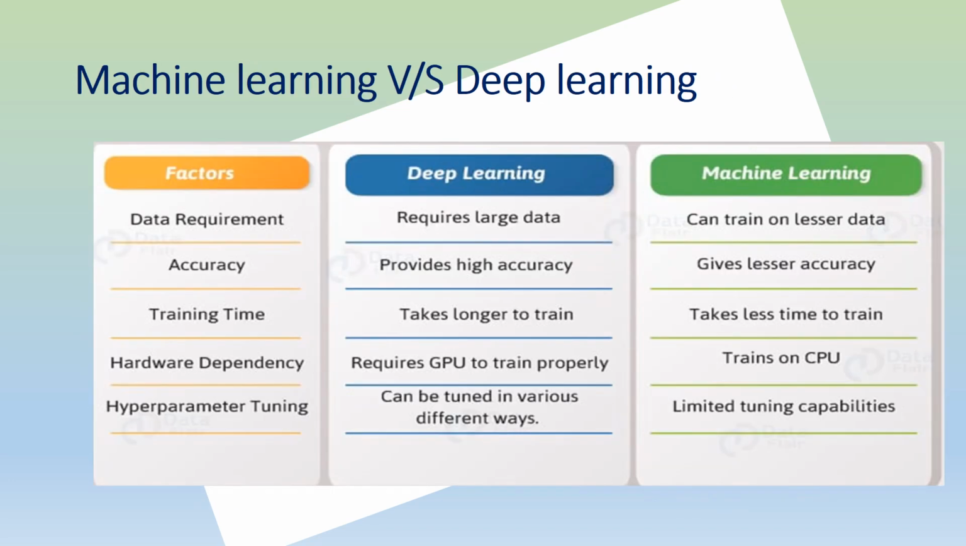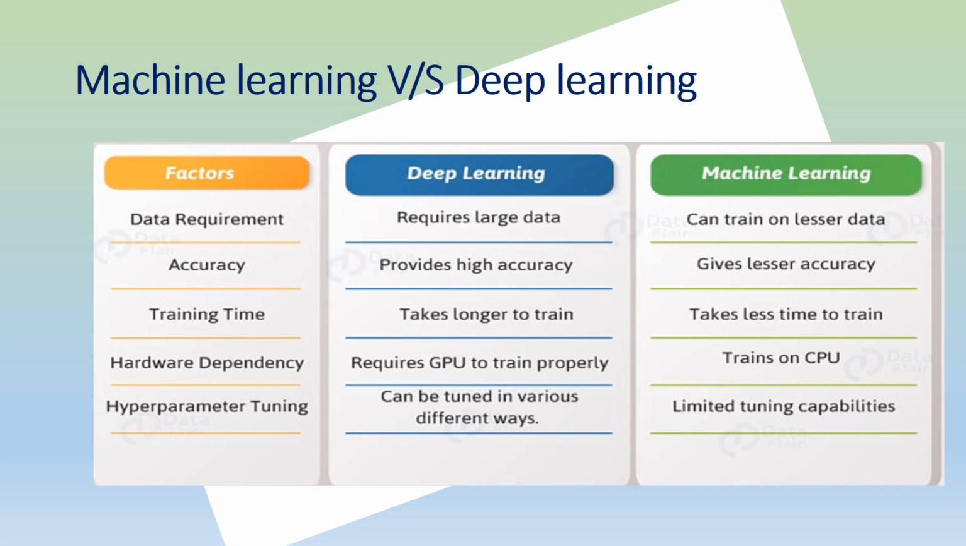Now we can see the differences between machine learning and deep learning. तो जो data is being required here in deep learning, we need a large amount of data, और वही machine learning में we can train on lesser data. Then from an accuracy point of view, deep learning provides high accuracy, whereas machine learning gives lesser accuracy. Now the factor of training time: deep learning takes longer to train, whereas machine learning takes less time to train.